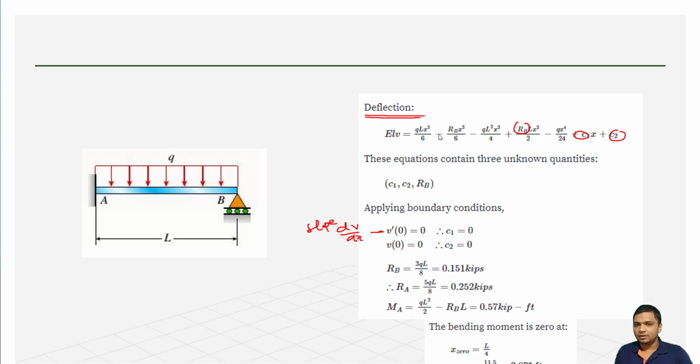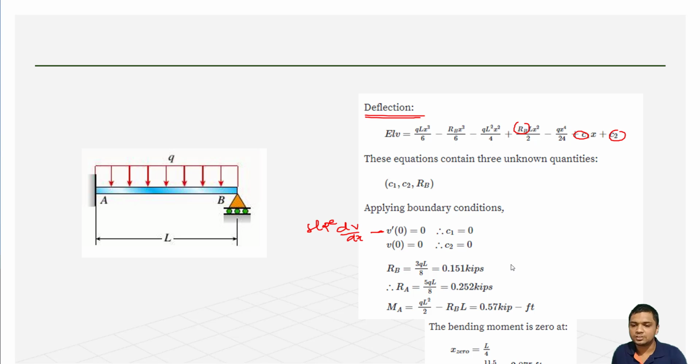Now if we simplify the deflection term, then we will get 3qL by 8 in terms of R_B. So 3qL by 8: 3 into q, which is 35 pound per feet, into length, which is 11.5, divided by 8, we get 0.151 kips. So that is 151 pound force.